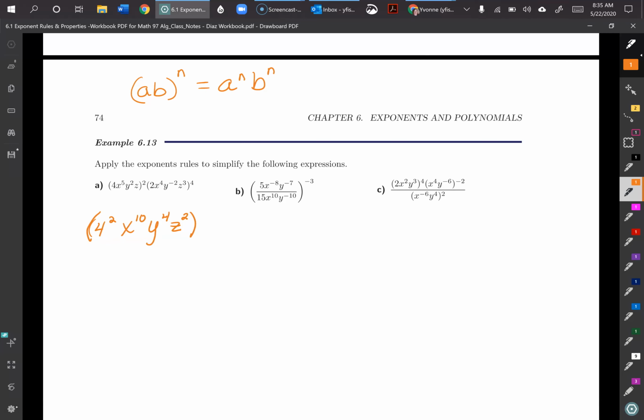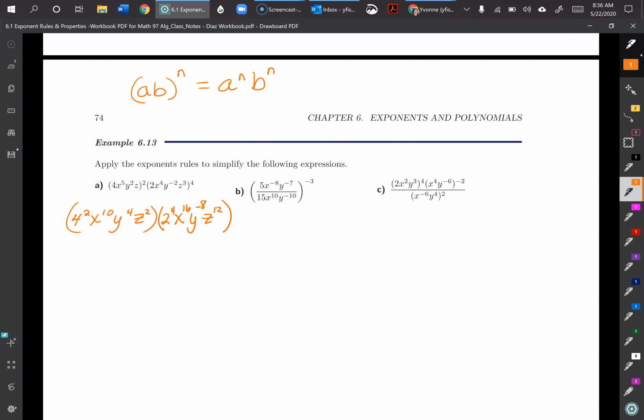Let me fix this. Okay, so I made a little more room there. So now I have 2 to the fourth. I have x to the fourth, so that's going to be x to the 16th. Y to the negative 2 to the fourth is going to be y to the negative 8. And then z cubed to the 4th is z to the 12th.